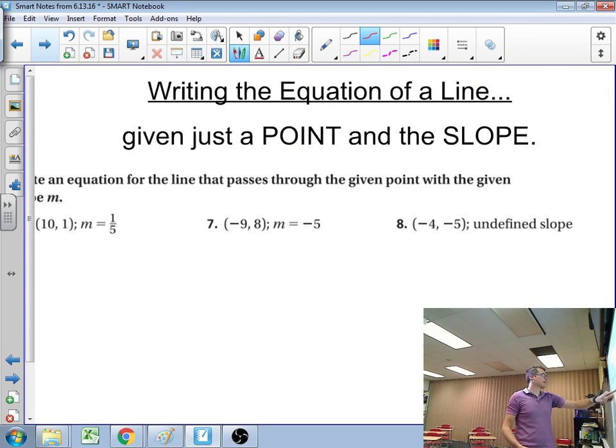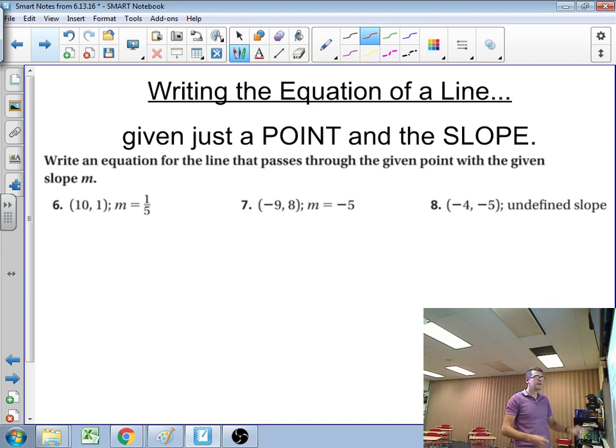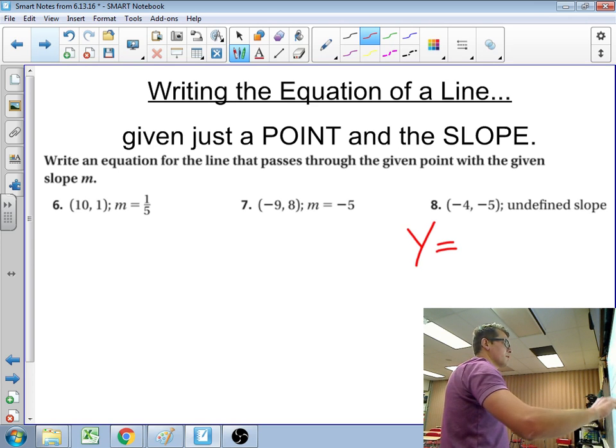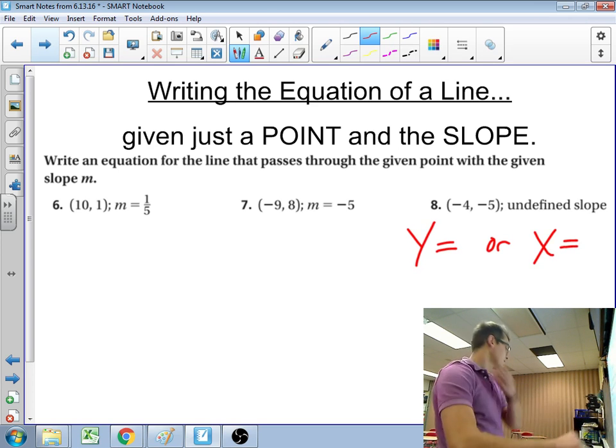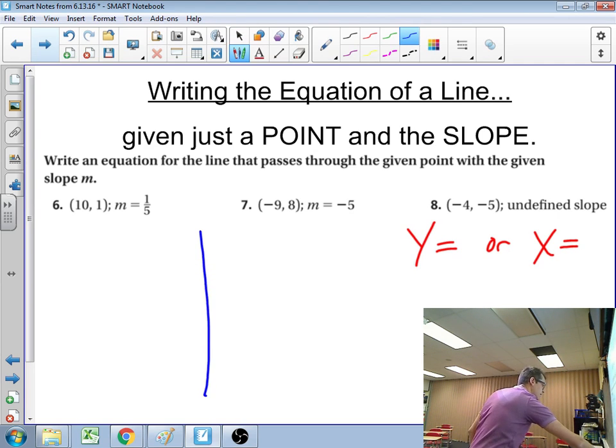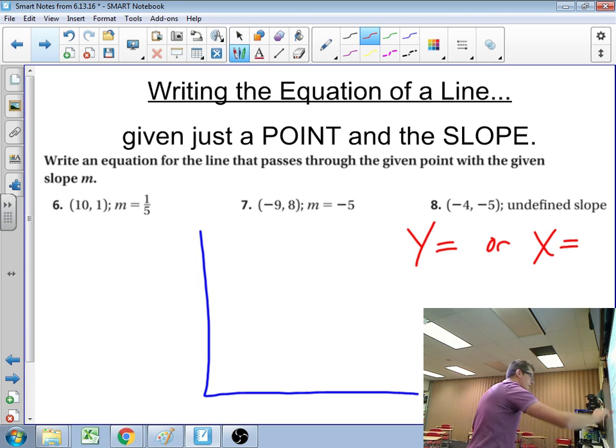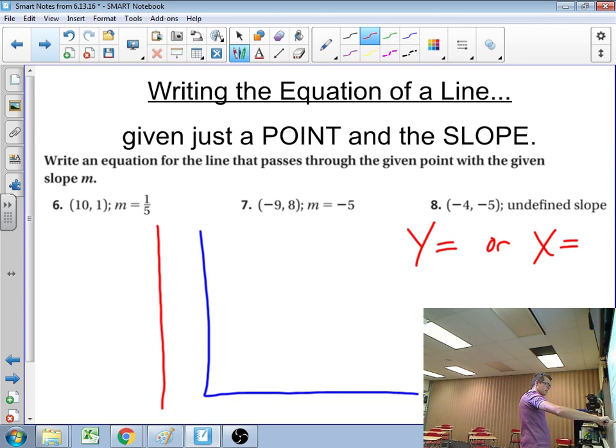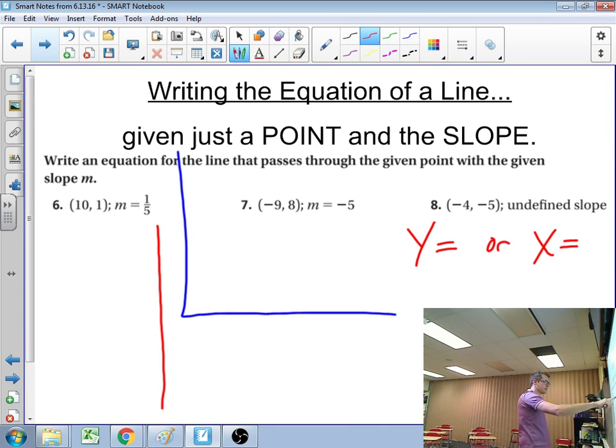Last problem we're going to do here is number 8, which has an undefined slope. You'll remember a horizontal line would have a slope of 0 because the rise is 0 as we run, however far we run, whether it's 5 or 10 or infinitely far. With an undefined slope, that gives us a vertical line. So if we know that it's a vertical line, think about, is that a y equals or is that an x equals? If we're thinking about a vertical line on the coordinate grid, they tell me it passes through -4 and -5. So something like this.